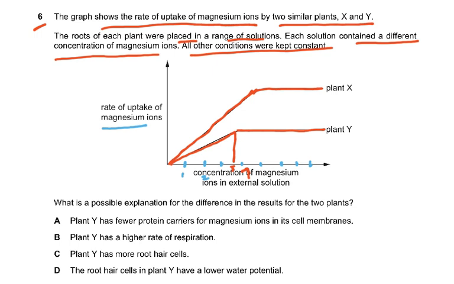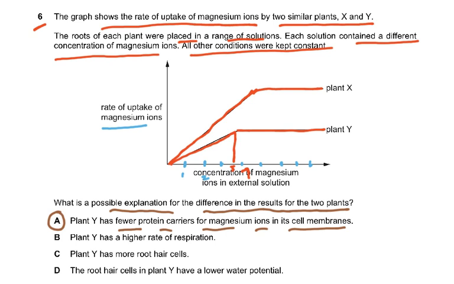So looking at this question, what is a possible explanation for the difference in results for the two plants? The answer is of course A. Plant Y has fewer protein carriers for magnesium ions in its cell membrane. Plant Y has a higher rate of respiration. It might have a higher rate of respiration, it might release more energy, but then if there are not enough channel proteins, how is it going to increase the rate?